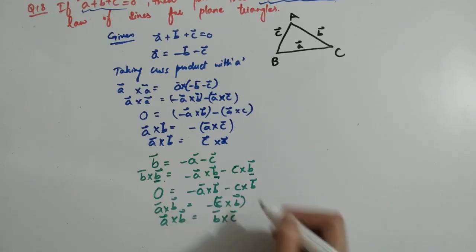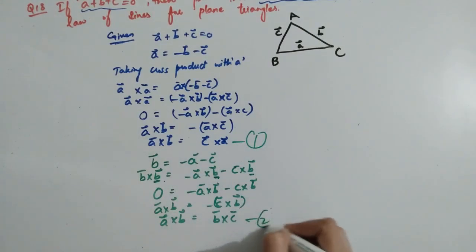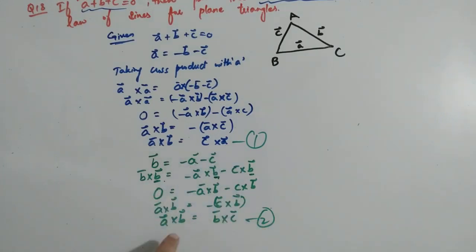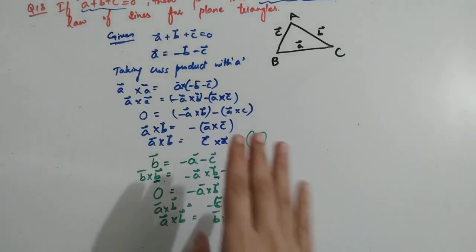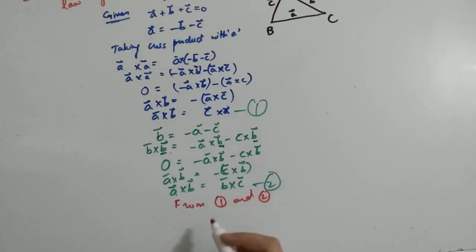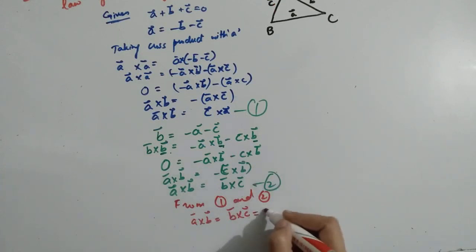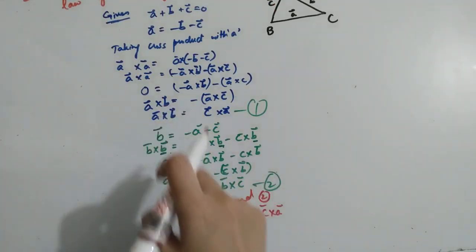Okay, this is equation number 1 and this is equation number 2. You see that A cross B equals C cross A, and also A cross B equals B cross C. Now combining these two equations, 1 and 2, A cross B equals B cross C and equals C cross A, as A cross B is equal to both.